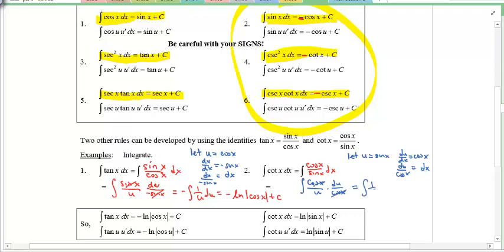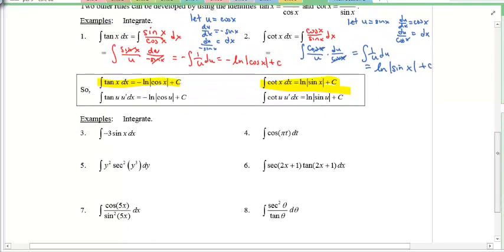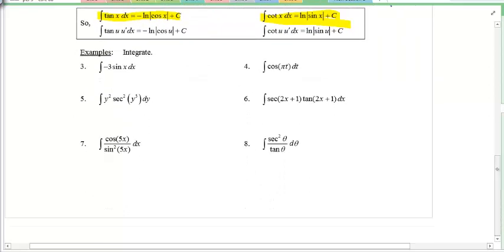Yes, you'll see in this case it's just 1 over u du, and that's the natural log of the absolute value of sine x, and then plus c. And that's why you have these two formulas here as well, and I think you should memorize those too. Okay, I don't think you want to spend time using u substitution every single time to get that. So with those in mind, I think we can now go ahead and do all of these examples.